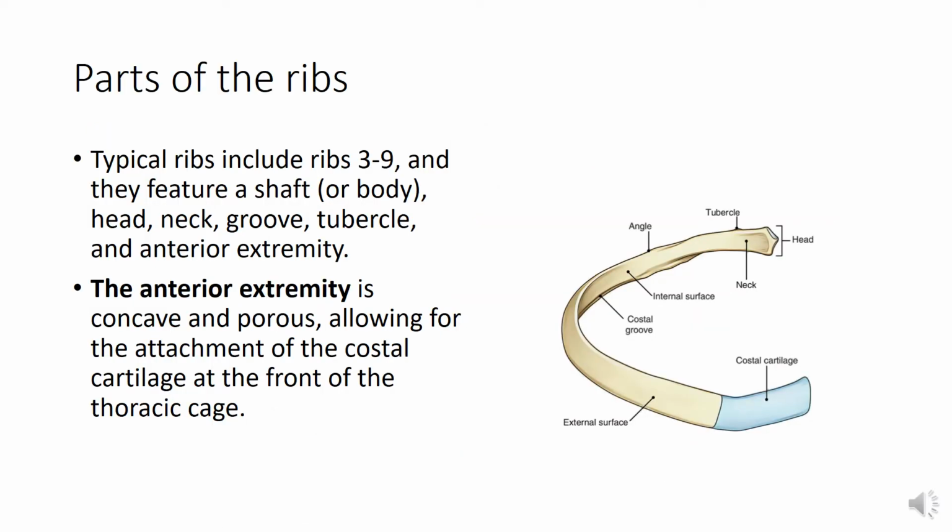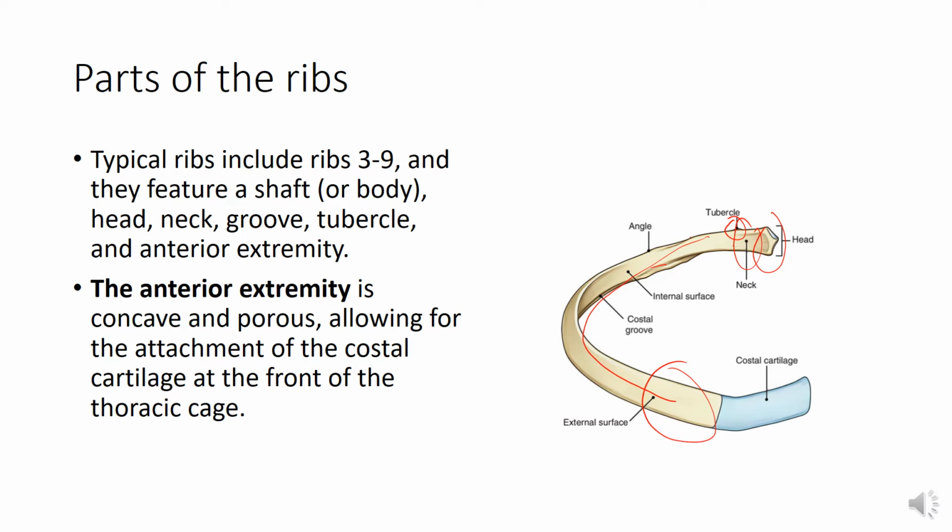So what are the parts of ribs? Now, typical ribs include the third to ninth ribs. Third to ninth ribs have the same structure, so they are known as typical ribs. And what are the features? They have got a body, a neck, and a head. A head, neck, and body, a tubercle, and anterior extremity. So these are the parts or the structure of the typical rib.